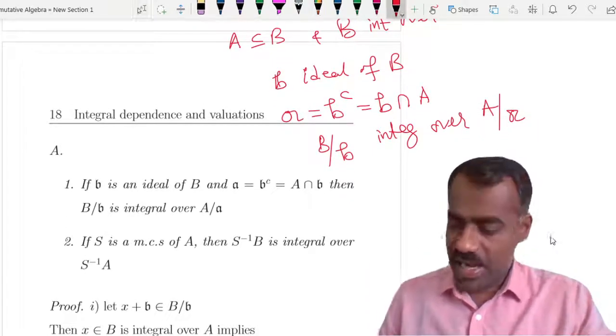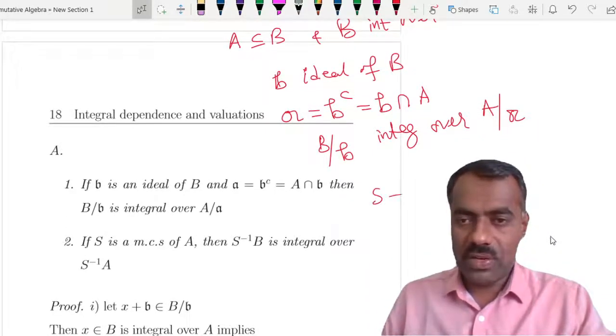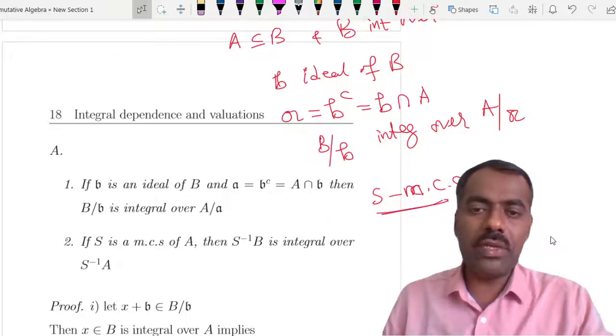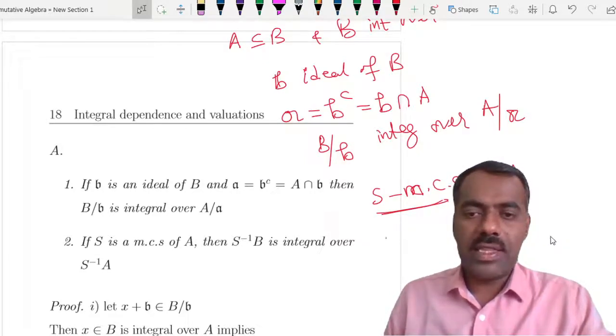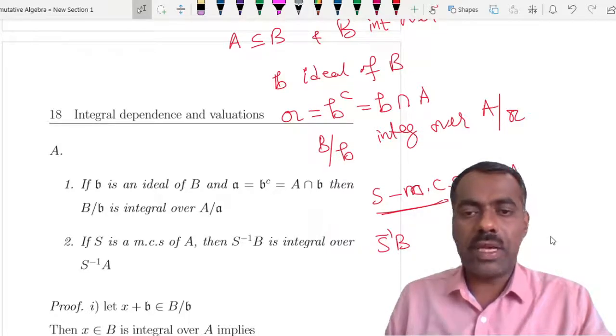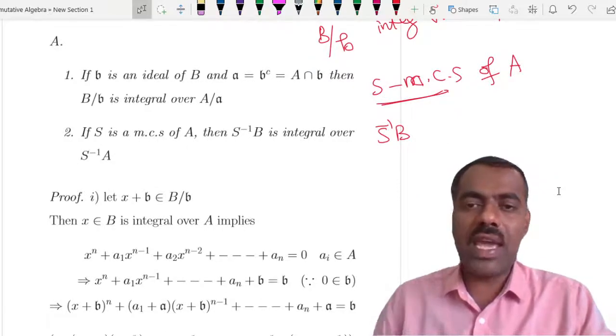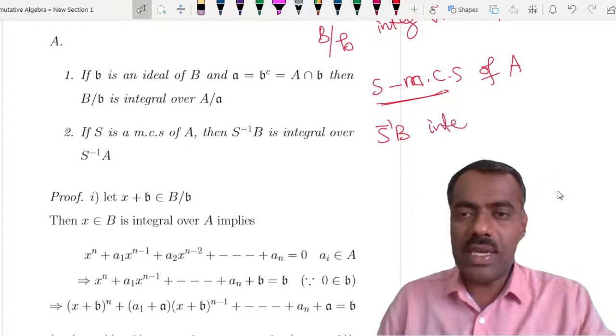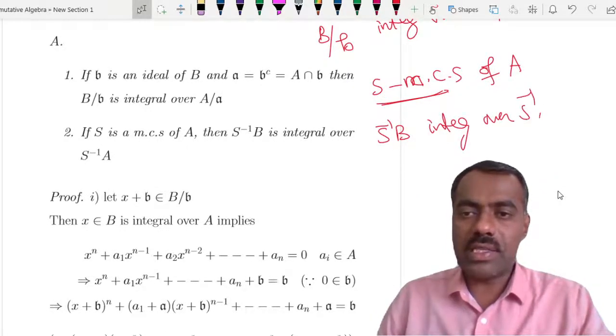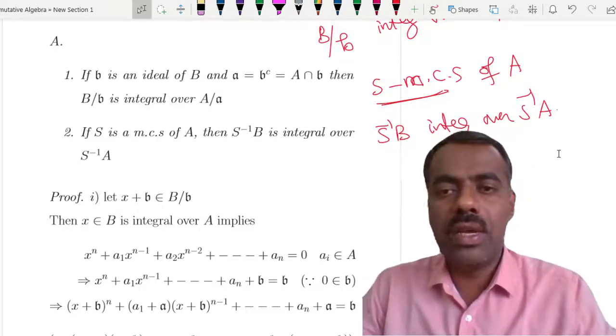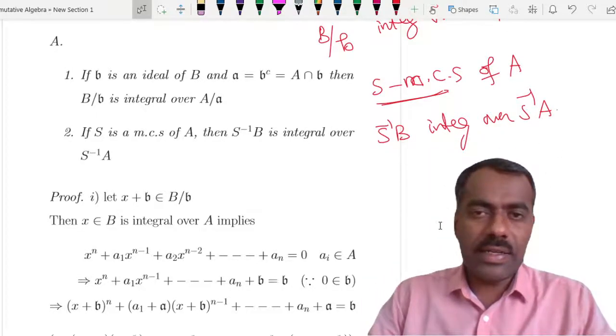Another statement: we know what is meant by a multiplicatively closed set. If B is integral over A and S is a multiplicatively closed subset of A, then S inverse B is integral over S inverse A. Proving these things is not at all difficult.